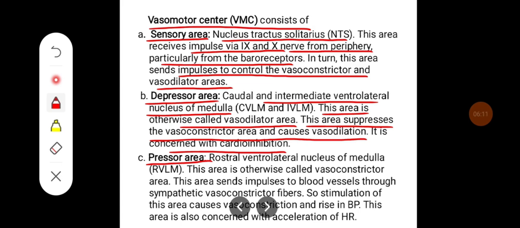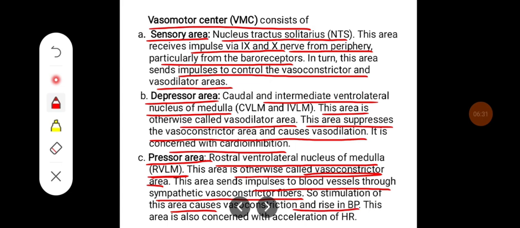Pressor area, the rostral ventrolateral nucleus of medulla, that is RVLM, is the pressor area. This area is otherwise called the vasoconstrictor area. It sends impulses to blood vessels through sympathetic vasoconstrictor fibers. So, stimulation of this area causes vasoconstriction and rise in blood pressure. This area is also concerned with acceleration of the heart rate.